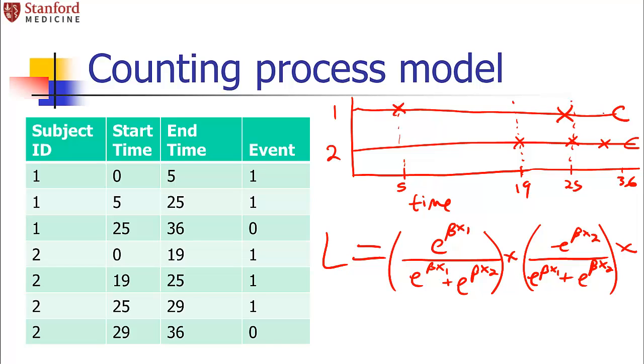And then the final term in the likelihood, again, everybody is at risk. Everybody remains at risk through the whole study period, at least up until as long as we're following them. So that's the idea of the counting process model. You'd come up with a single beta that represented the effect of whatever the predictor is here.